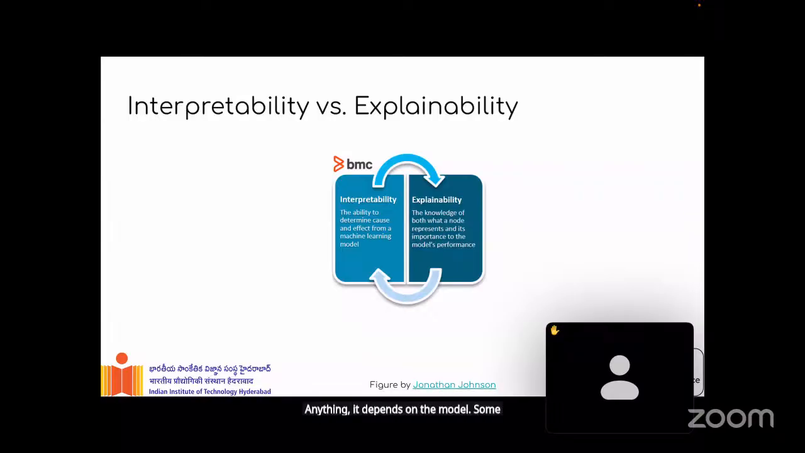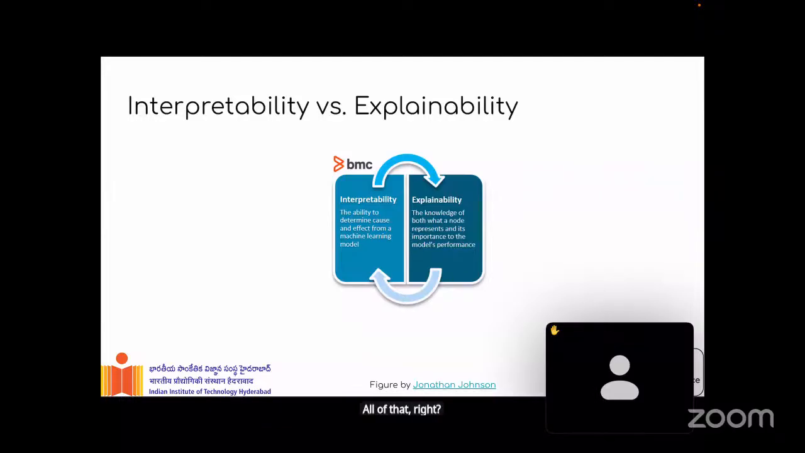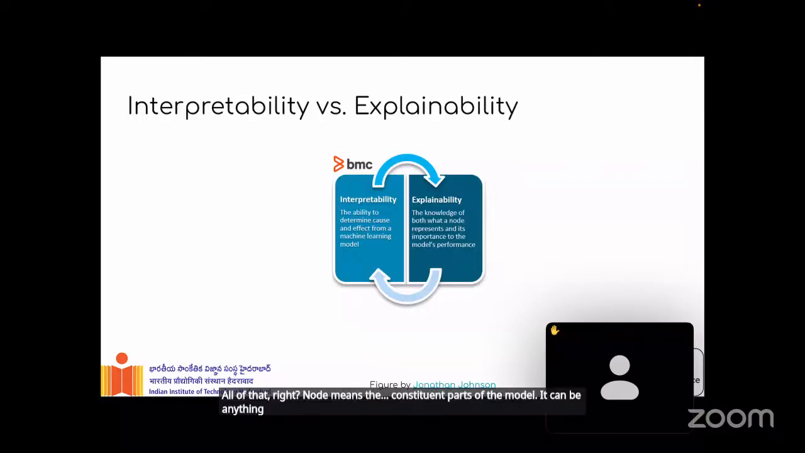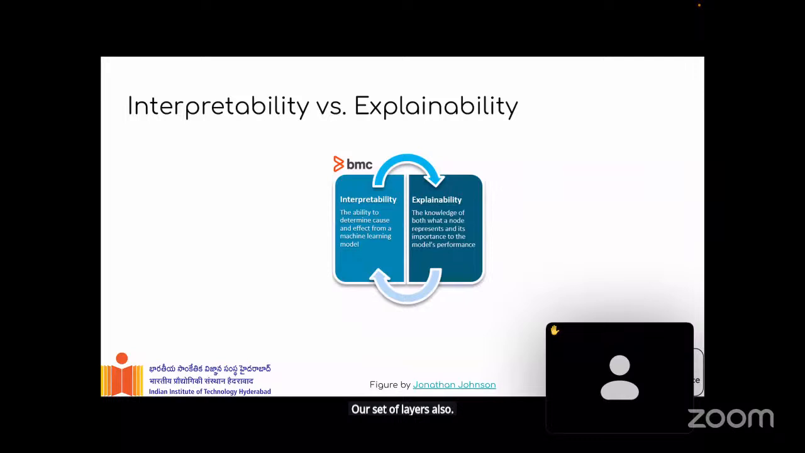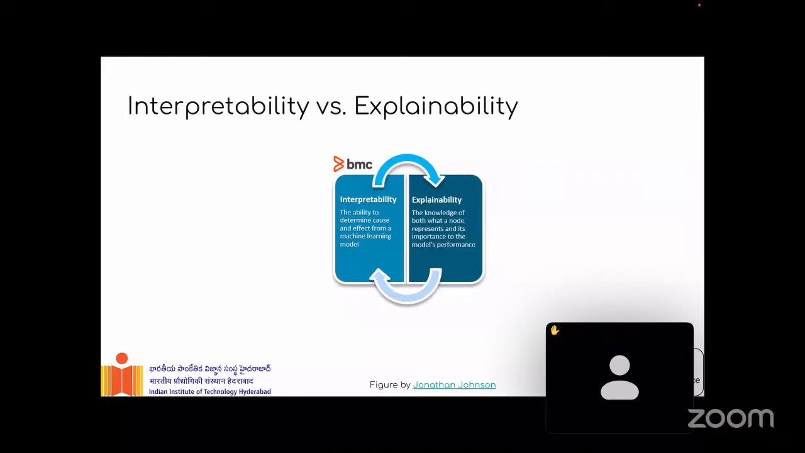Some models have simple parameters, some models have transformations, all of that, right? Node means the constituent parts of the model. It can be one parameter, a bunch of parameters, a layer, or a set of layers. You can understand the model at any granularity. Is this clear? Yes.